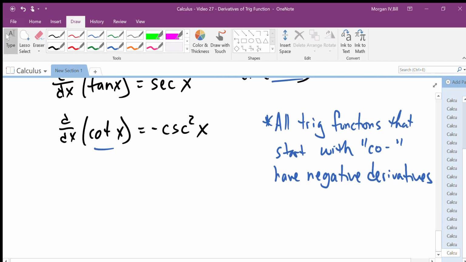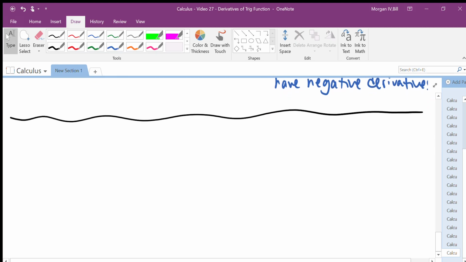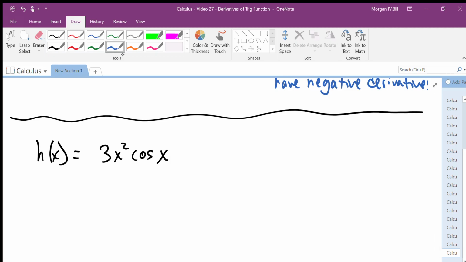Let's try some examples that have trig function derivatives in them. All right, and we can combine these, right? We can combine our trig function with product rules and quotient rules and all kinds of stuff. So let's start with h of x equals 3x squared cosine x. When you're looking at that, you should think, okay, that's 2 functions multiplied. I have my 3x squared function, and I have my cosine x function. The cosine of x is like the g, the 3x squared is like the f.